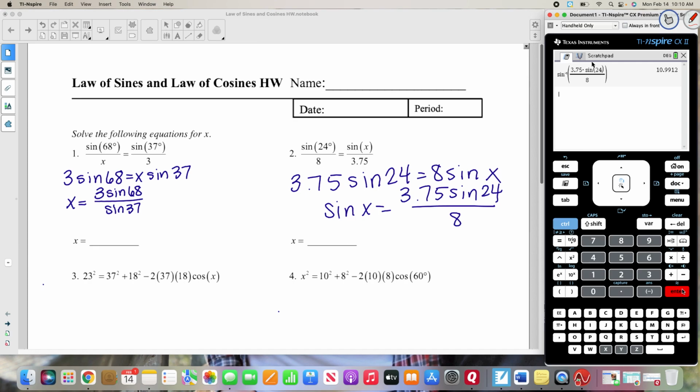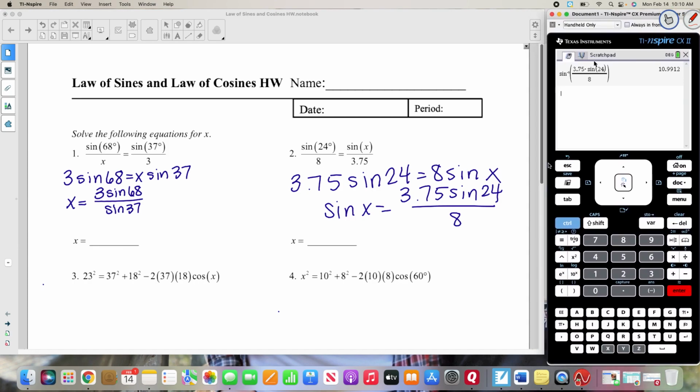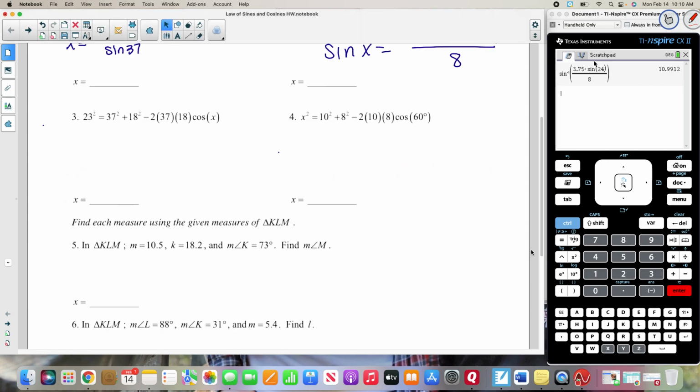All right, let's go to 5. So 5 would be more like what you're going to have to do. You're going to have to solve a triangle.